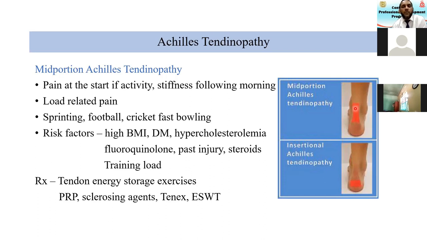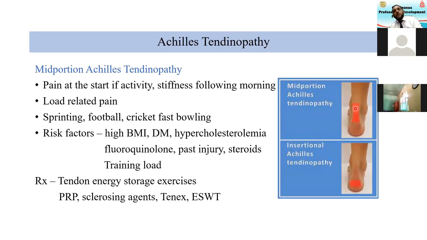Risk factors are usually high BMI, diabetes, hypercholesterolemia, and especially fluoroquinolones, the ciprofloxacin kind of drugs. Even if you take the drug for two or three days, there is evidence that it can lead to rupture or severe Achilles tendinopathy. So it's important not to prescribe fluoroquinolones to patients with Achilles tendinopathy. Past injury and steroid injections also predispose, especially the training load.